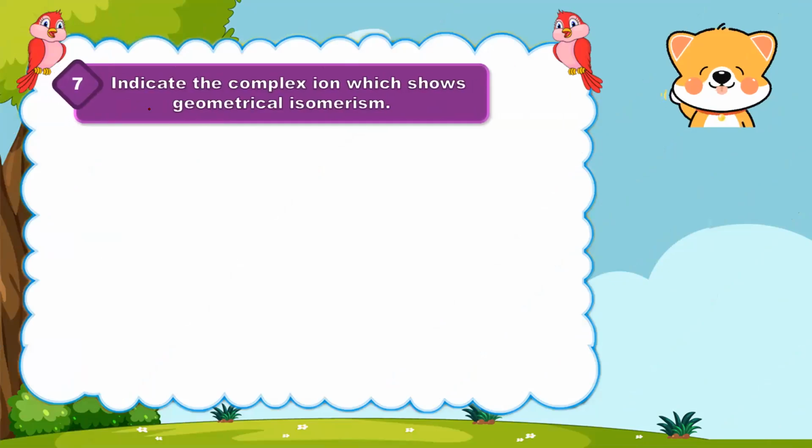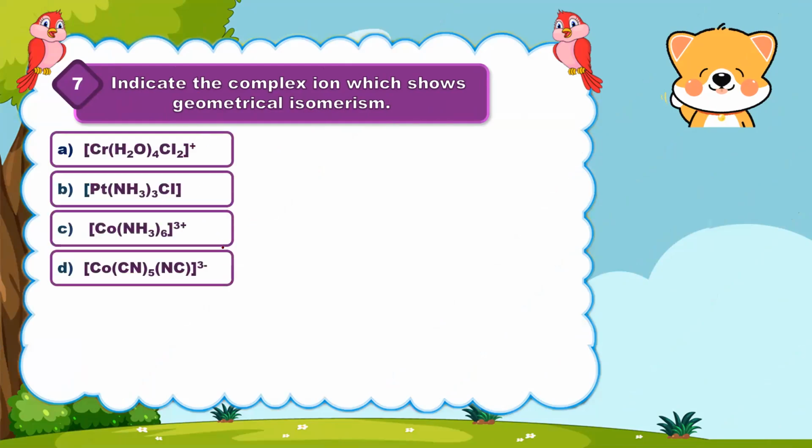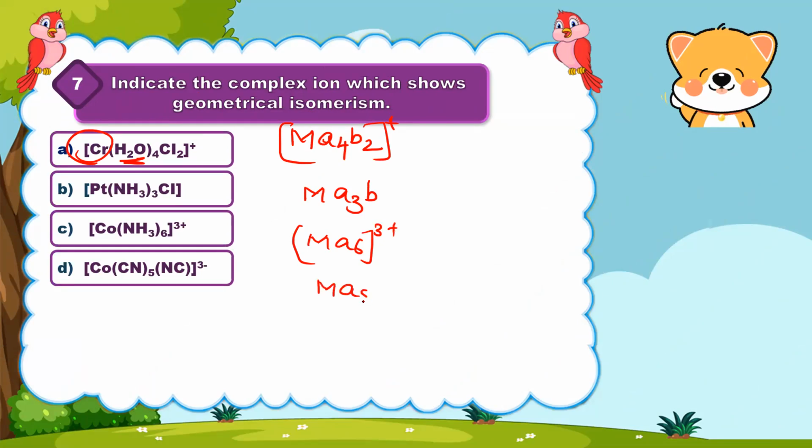Let's see the next question. Indicate the complex ion which shows geometrical isomerism. Now in these 4, which is showing geometrical isomerism? This is a central atom M, and here the a's are 4 identical ligands, and B2, so it is an Ma4B2 complex. Next one is an Ma3B complex, next one is an Ma6 complex, and then the next one has 5 CN, so A5, and NC means B type of complex. Among all these complexes, only one shows geometrical isomerism.